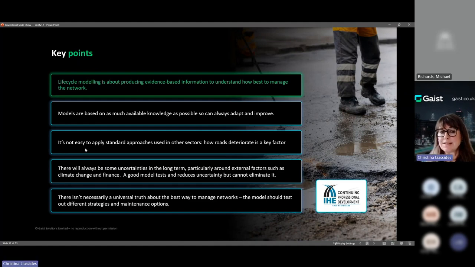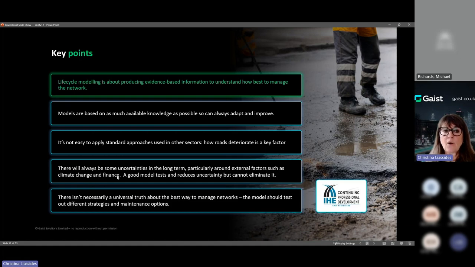It's not easy to apply standard approaches used in other sectors. Like how roads deteriorate is a key factor, and the key factor in how they deteriorate is how are they built, what do we do to them, what materials do we have, and what do we know about how they deteriorated so far.